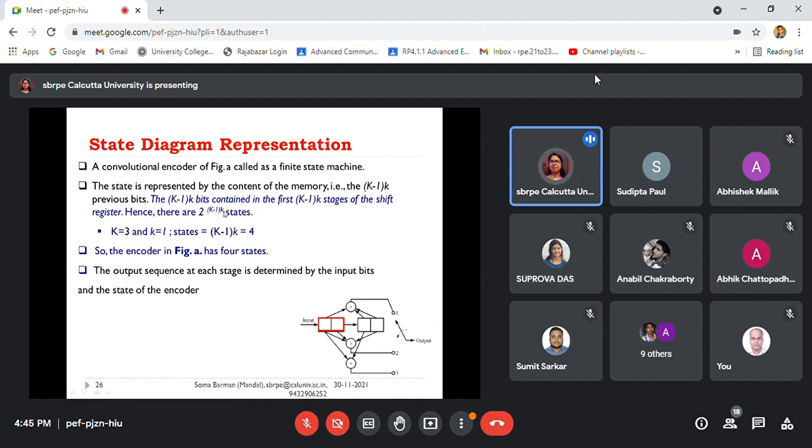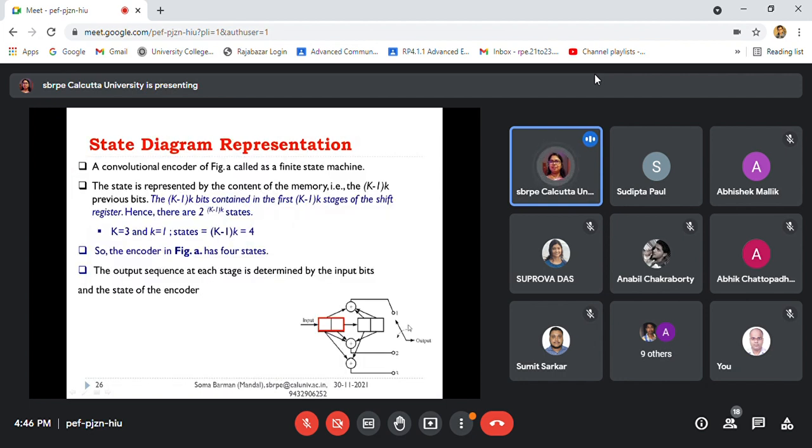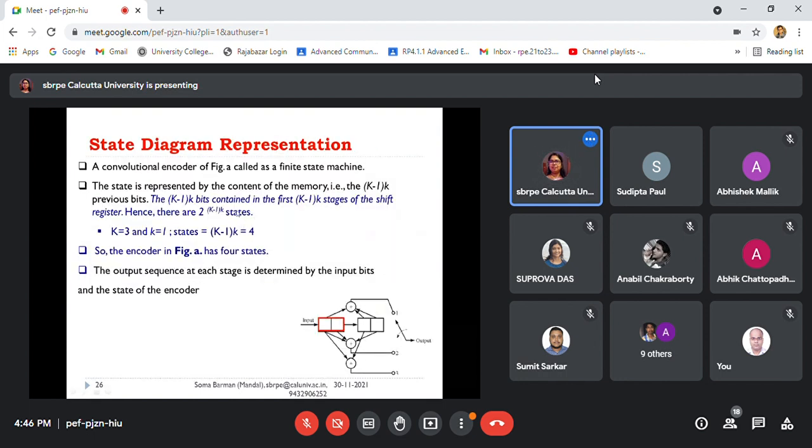Okay, but in our earlier case, there are 3 shift registers and each shift register can hold 1 bit of information. And in this example, there are 2 stages of shift register, but each shift register can hold 2 bits of information. So here the constraint length capital K equals 2, and small k is also 2. So if I consider our previous case, this example or this example, in both cases the states of the machine will be 4.